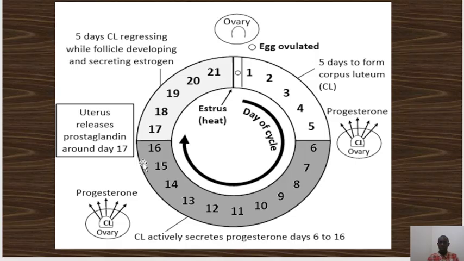This is our cycle. The estrous cycle in a cow takes 21 days. And day 0, which is the day when the cow is on heat, which we call estrous. At day 0, we shall see various signs of heat, for example, bellowing. We shall see a cow trying to mount others, standing to be mounted, and a swollen vulva.